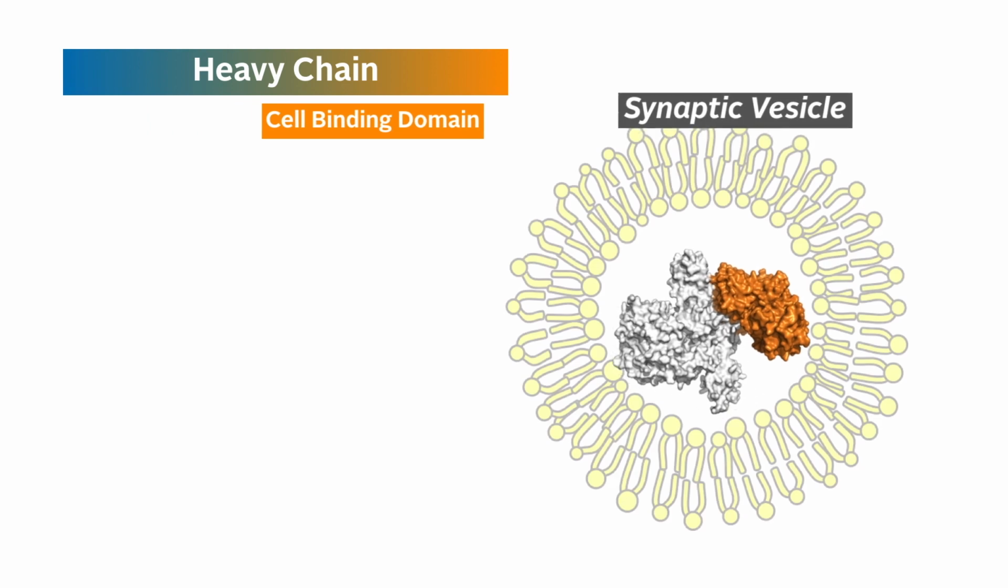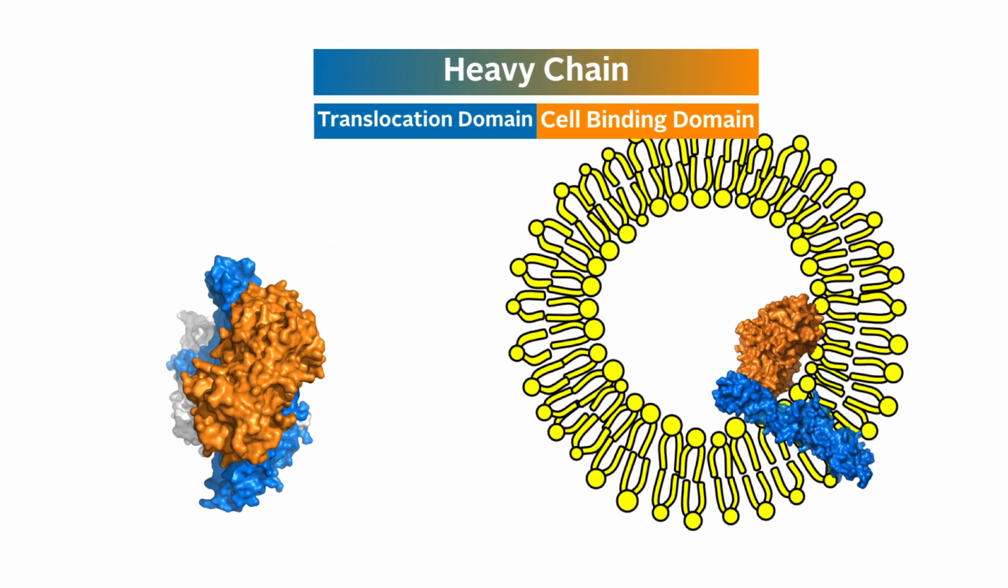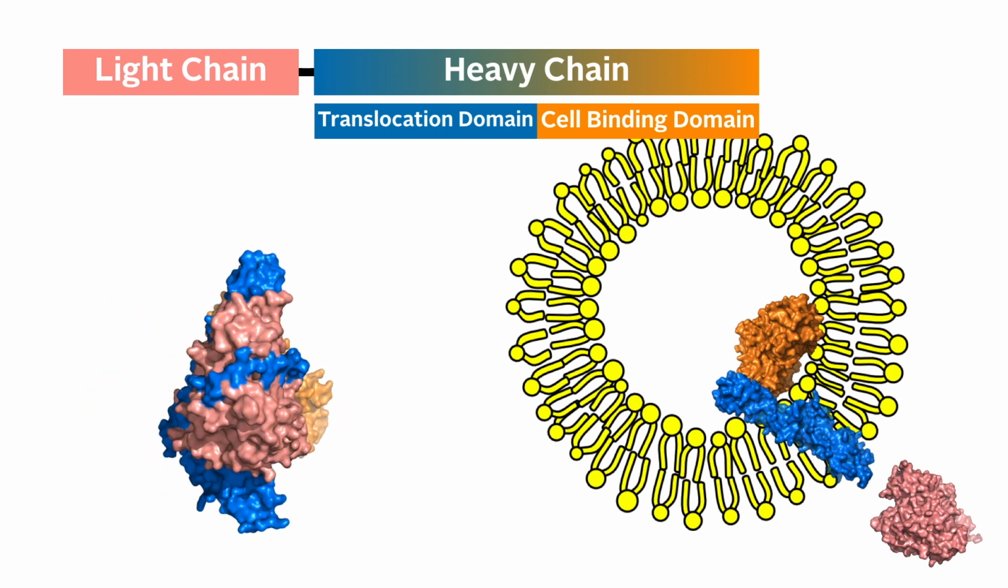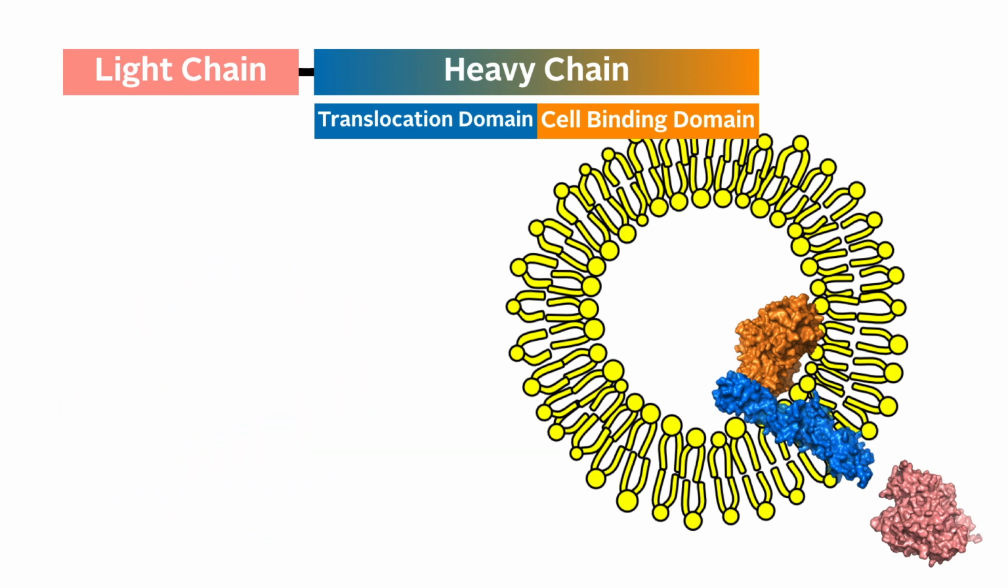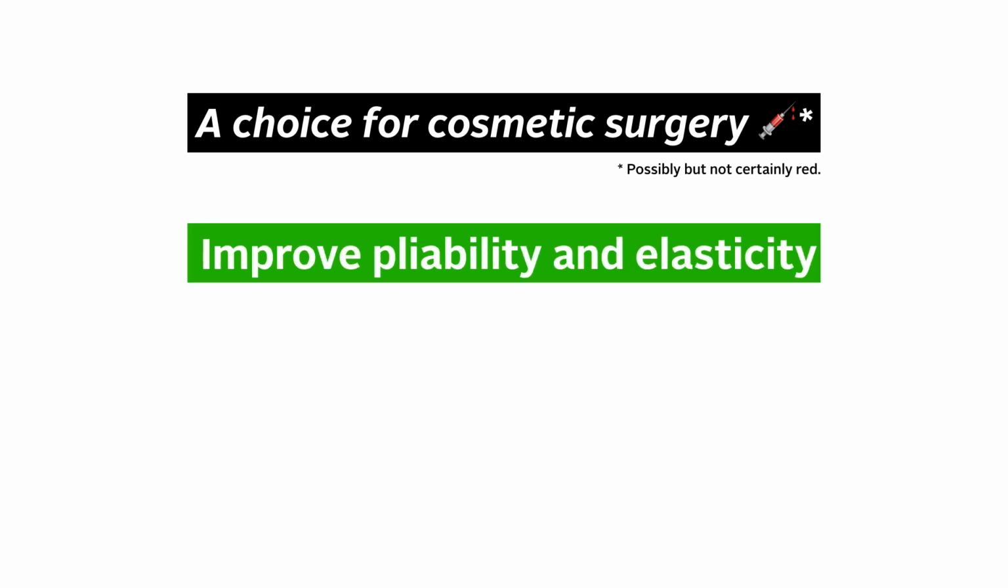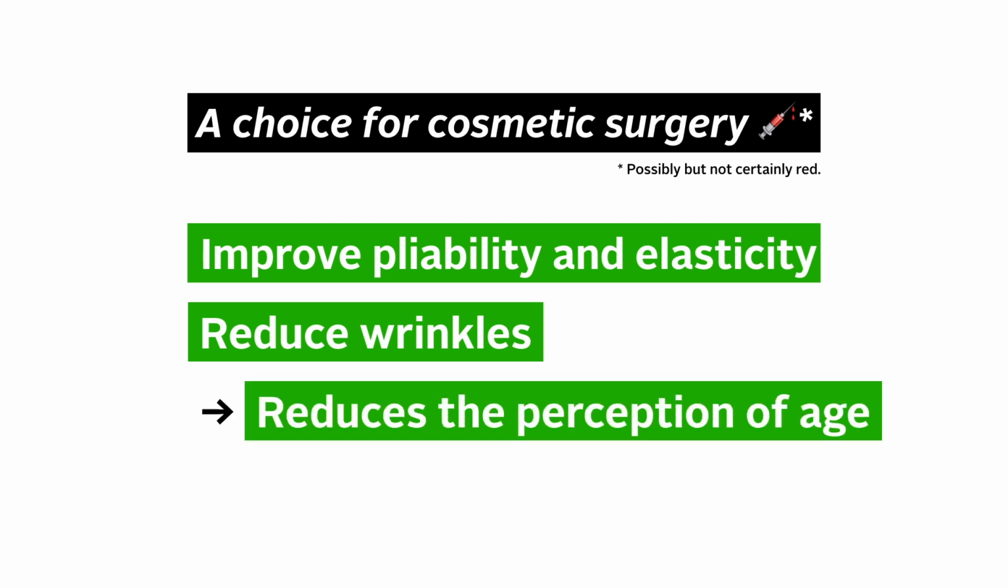Later, the translocation domain inserts into the membrane and releases the light chain, which eventually blocks the neurotransmission and causes paralysis. However, it's also known as a choice for cosmetic surgery with trade names such as Botox and Dysport. It can improve the pliability and elasticity of the skin and reduce wrinkles, thereby reducing the perception of age. But the mechanism is not well understood.